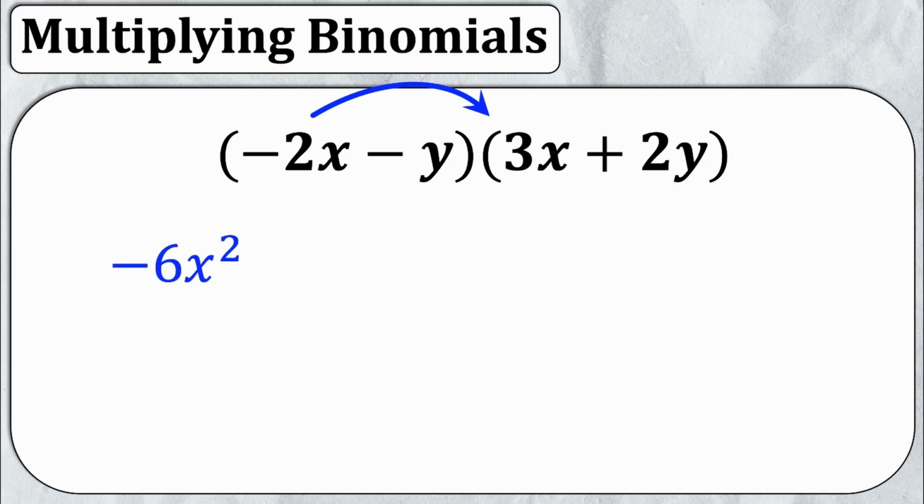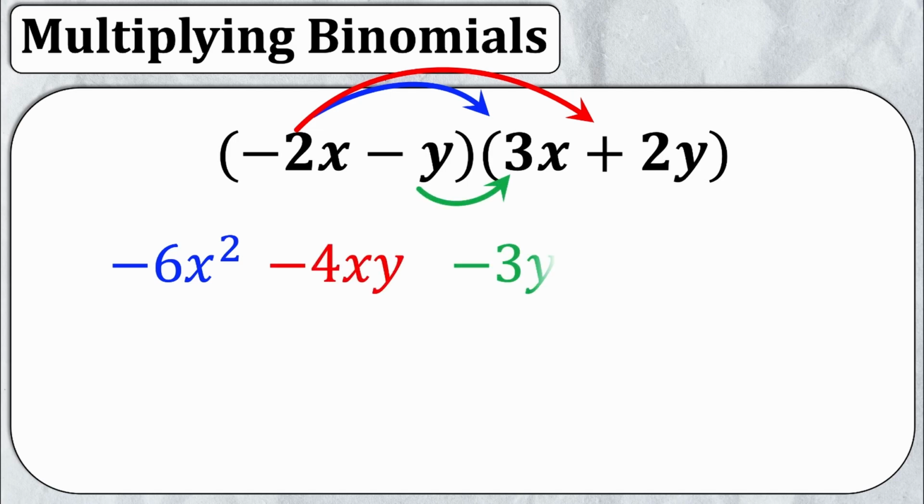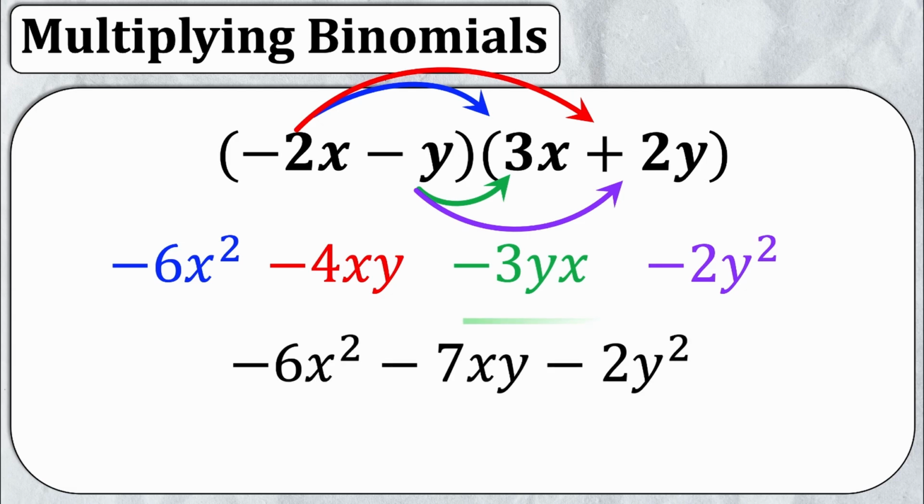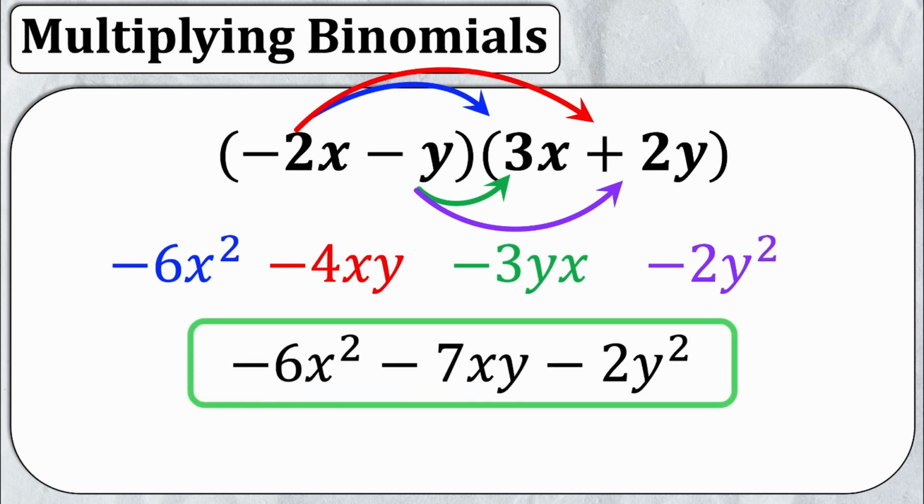Then we've got negative 2x times positive 2y, which is going to give me negative 4xy. Then I've got negative y times 3x, which is negative 3yx. And then finally, negative y times positive 2y is going to give me negative 2y squared. If I combine my like terms in the middle, I will get negative 6x squared minus 7xy minus 2y squared.